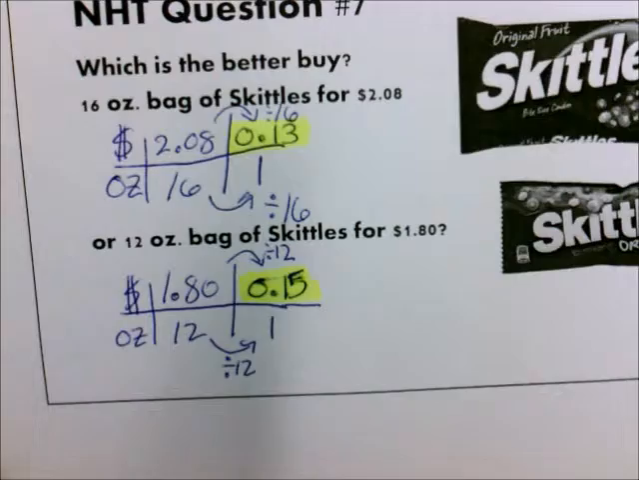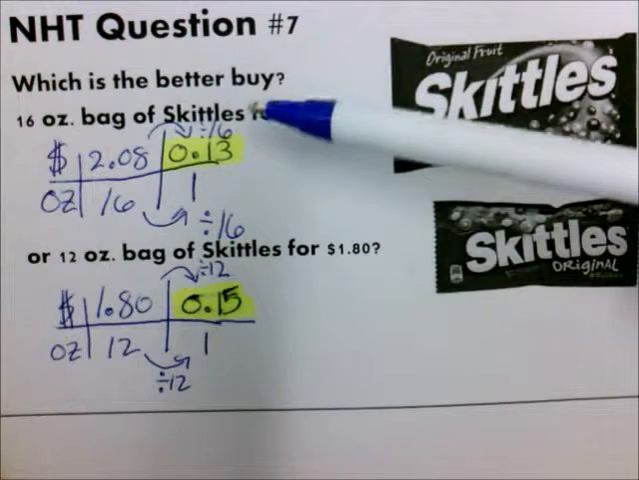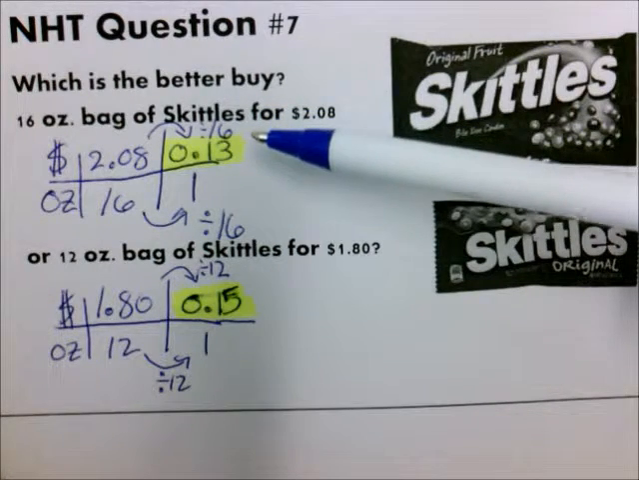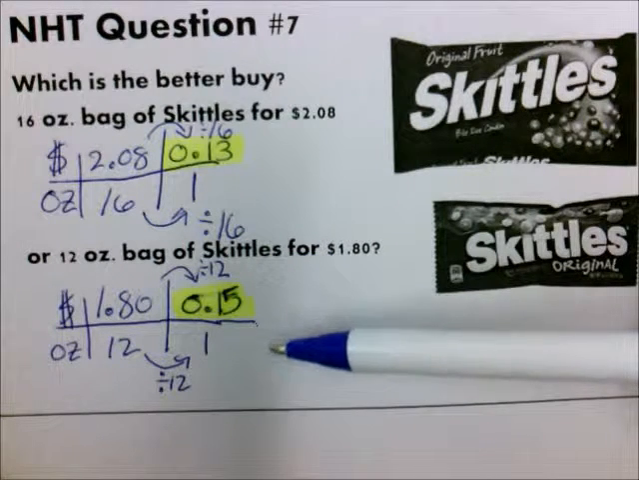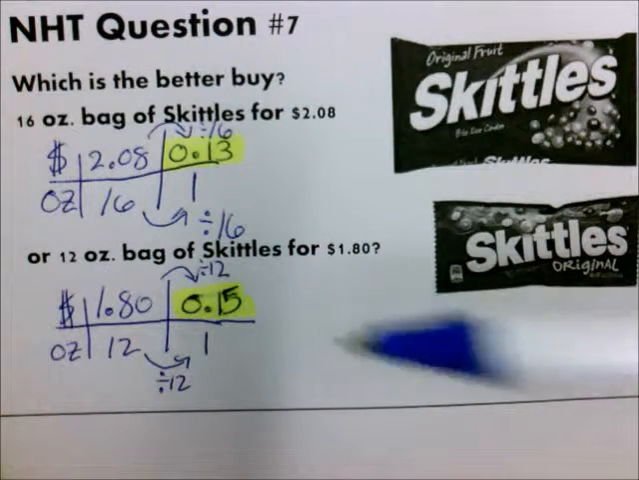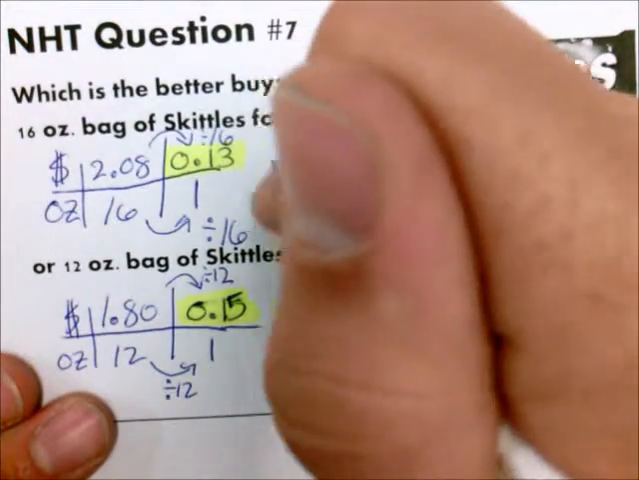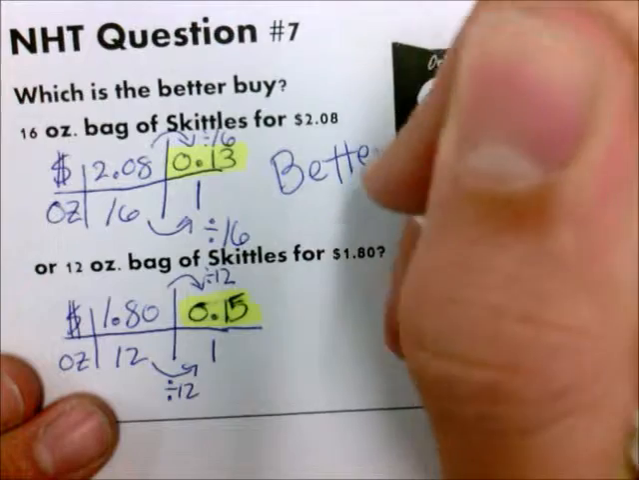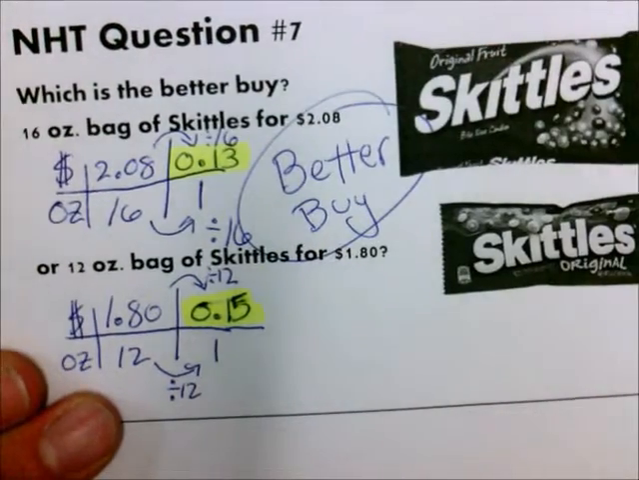And now I have to figure out, what is the better buy? So I'm buying the same exact thing. They're both Skittles. Just one bag is bigger. Well, in here I'm paying 13 cents per ounce. Here I'm paying 15 cents per ounce. So in this case, I'm going to go with the cheaper per ounce, which is going to be my 16 ounce. So I write better buy. I'm just going to circle it, and we are finished.